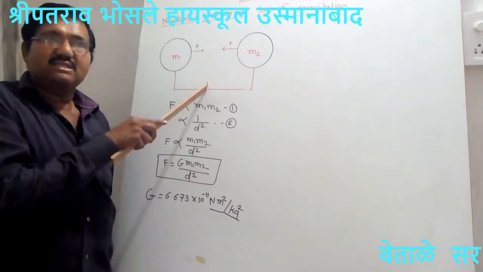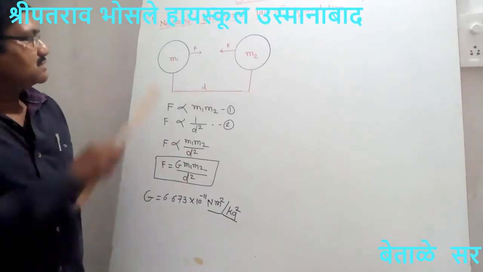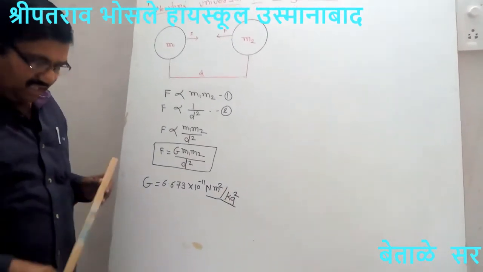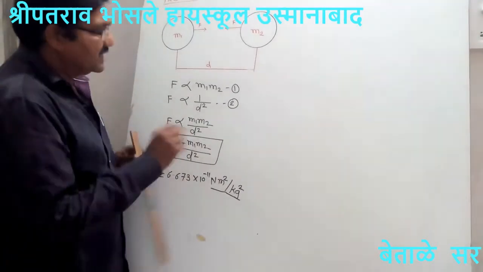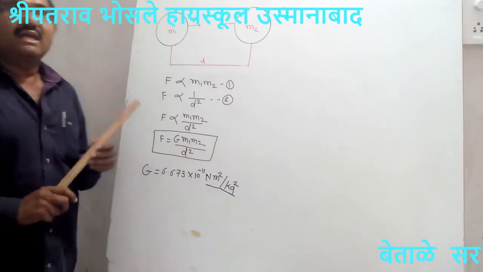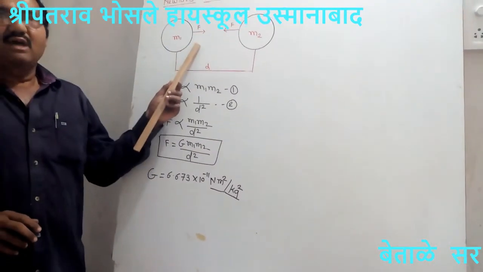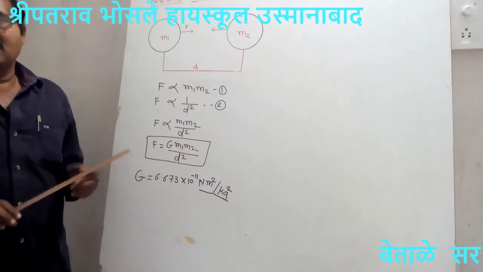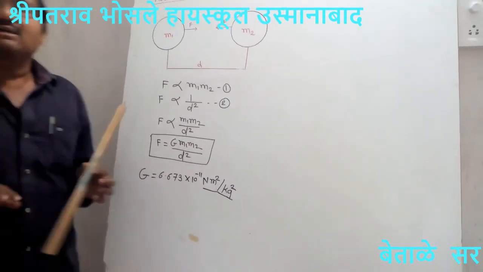that is distance d. And if these two bodies are not spherical, any shape, कोणताही शेप असेल, then the direction of force is along the line joining their center of mass.